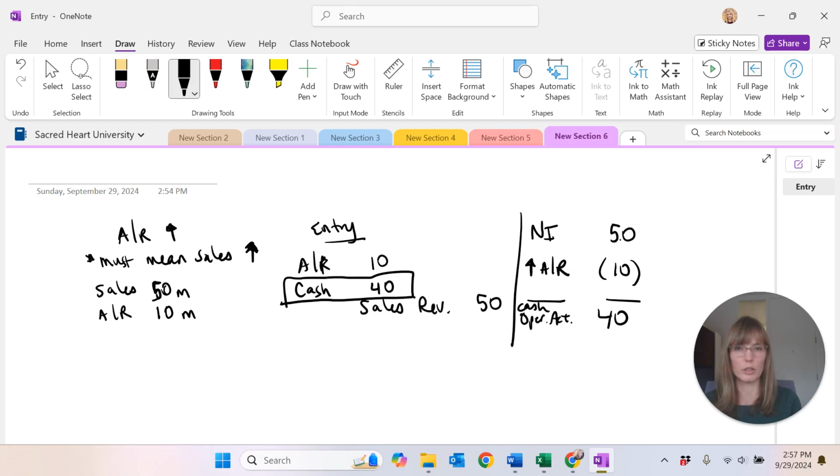All right, what else did we have in here? We had inventory. Let's take a look at inventory going up.